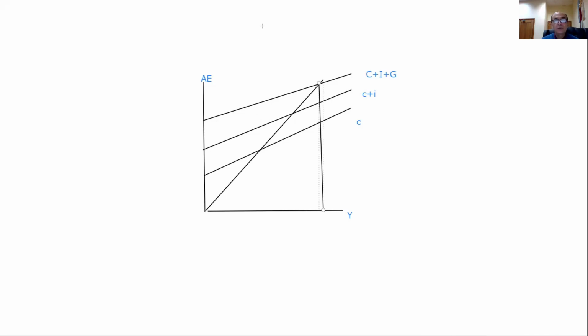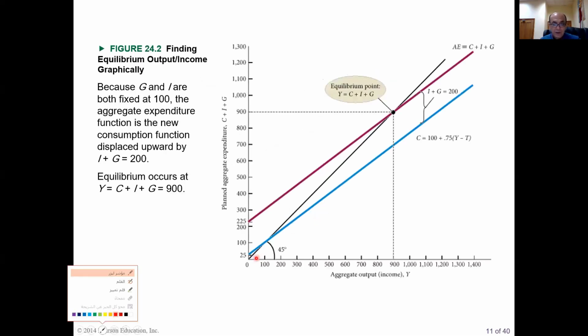Let's return to our slides to show how we can determine the equilibrium point according to three sectors. Here, for example, we have a 45-degree line, this black line, which is called total output or the aggregate supply line. C is consumption, and here we add two items, I plus G, meaning that this line represents the aggregate expenditure if we have three sectors.